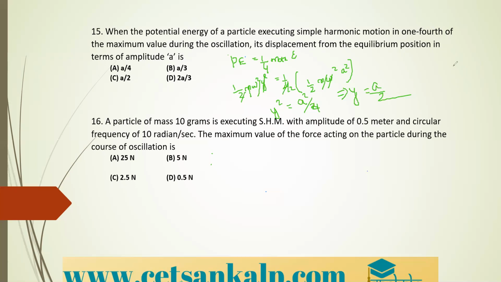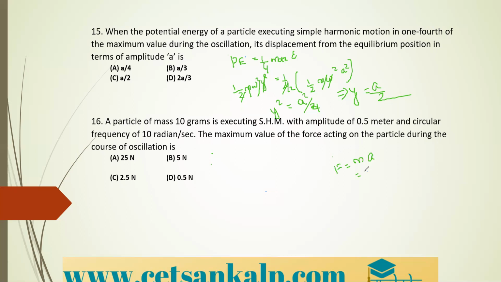Next question. A particle of mass 10 gram is executing simple harmonic motion with amplitude 0.5 meter and circular frequency of 10 radian per second. That is nothing but angular frequency only. Mass is 10 gram, amplitude is 0.5 meter. The maximum value of the force acting on the particle during the oscillation is given by. How we can do this? So what is the relation between force and mass and acceleration? Here we know that force is equal to F is equal to mass into acceleration.